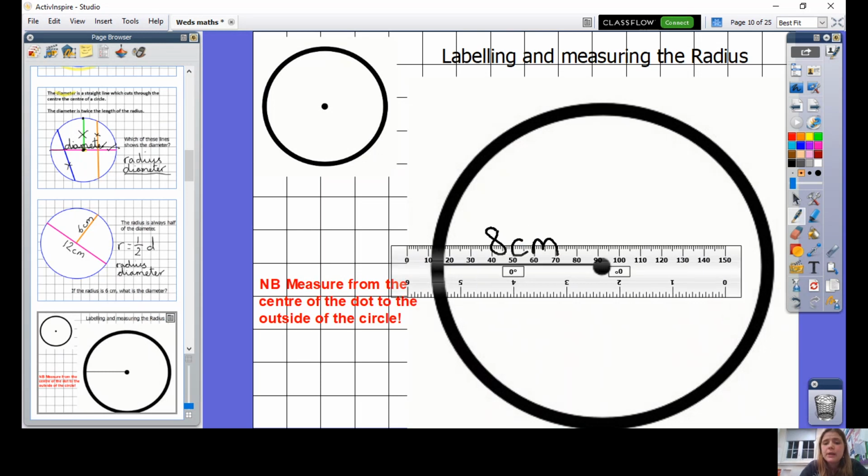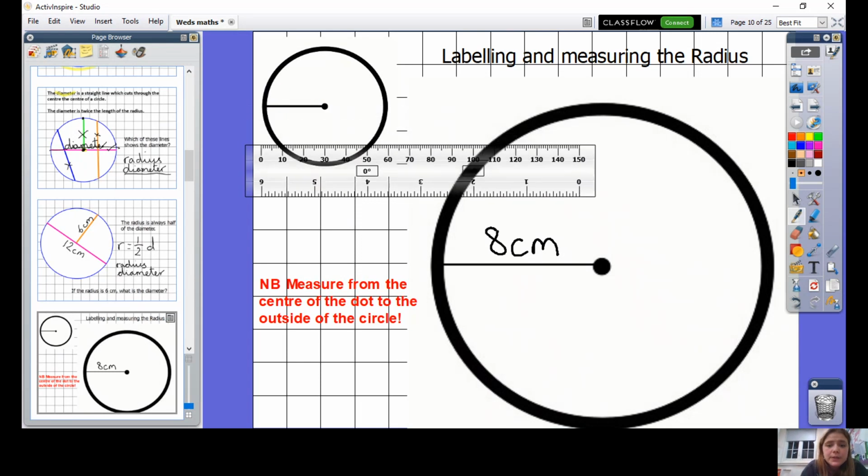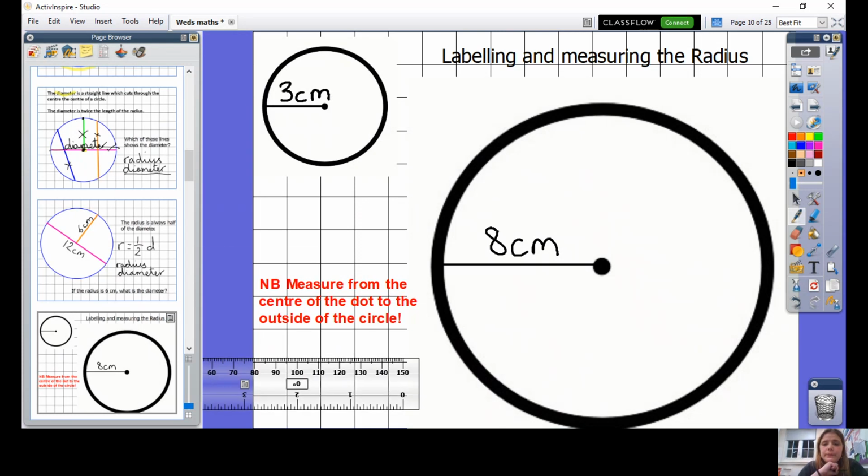Okay, if I was measuring the radius on this one, I need to draw my line from the circumference to the center point. I'm now going to measure, and I can see that 0 is on the outside of the circle and 3 is at the center. The radius of this shape is 3 centimeters.